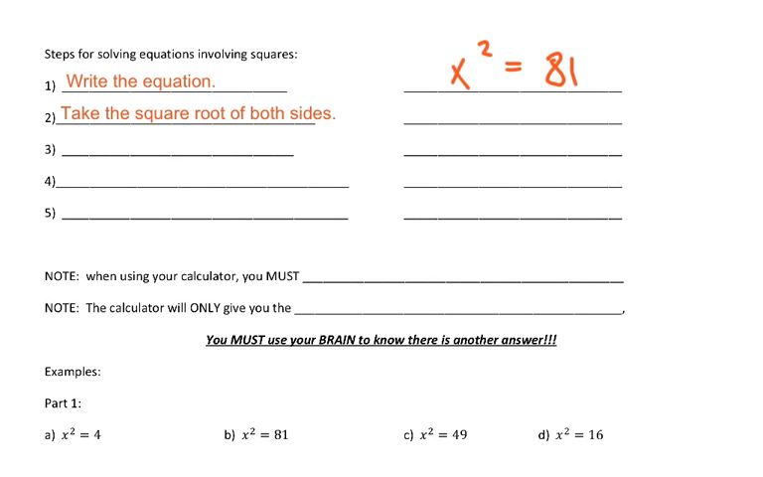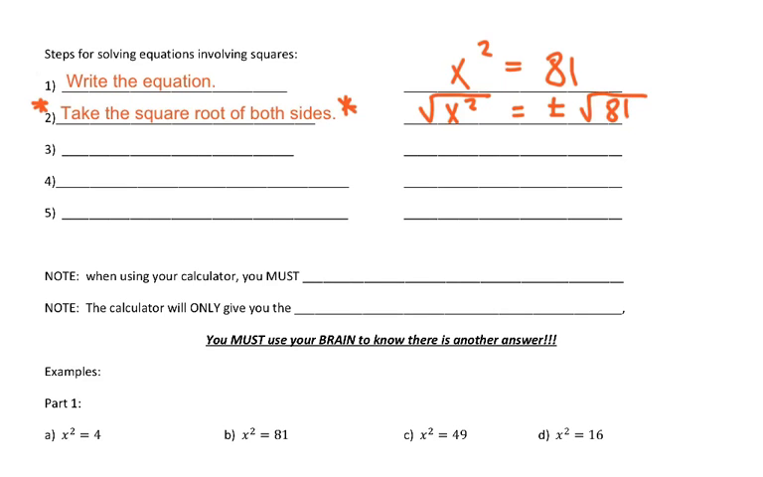So I'm going to take the square root of x squared, and I'm going to take the square root of 81. I'm going to put some asterisks by this, because this is the step where we have to remember there's a positive and a negative square root of 81. So don't forget to put that plus or minus sign, positive and negative.